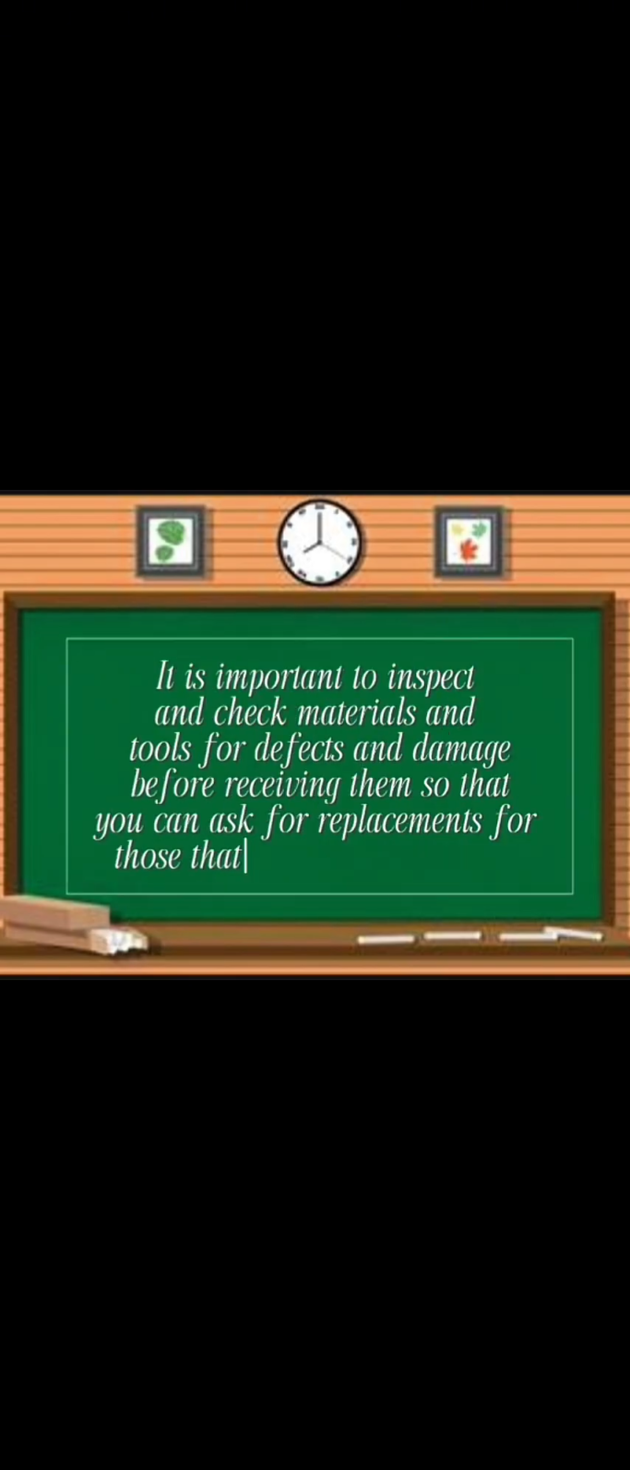It is important to inspect and check materials and tools for defects and damage before receiving them, so that you can ask for the replacement of those that you found defective. First, check if the materials and tools are complete in terms of quantity and specification, number of pieces, length, width, and others. Second, check the physical condition of tools. Check tools against the specification, quantity, and quality. See to it that parts are complete and that cutting edges or teeth are free from damage. Third, check the accessories of each material and tool. See to it that nothing is missing.